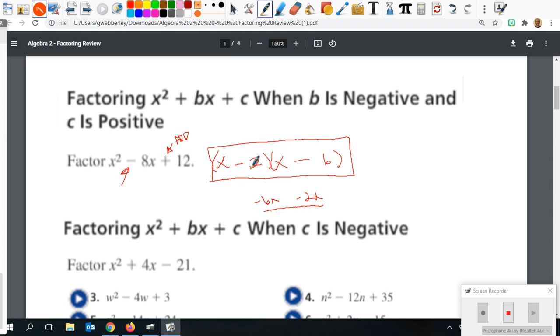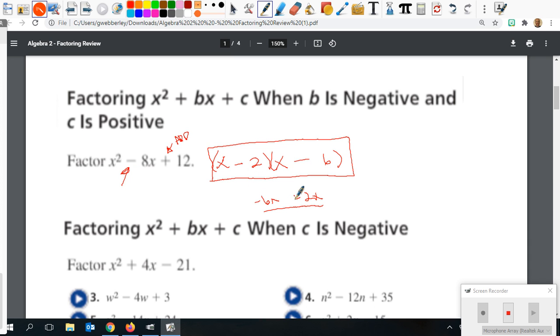Negative 2 times negative 6, that's our last ones here. That would multiply to give us a positive 12, which is our last term here. So just mentally, you can do that. You can check it even mentally to see, are you correct? In case you made a mistake in there with a sign or a number or something.